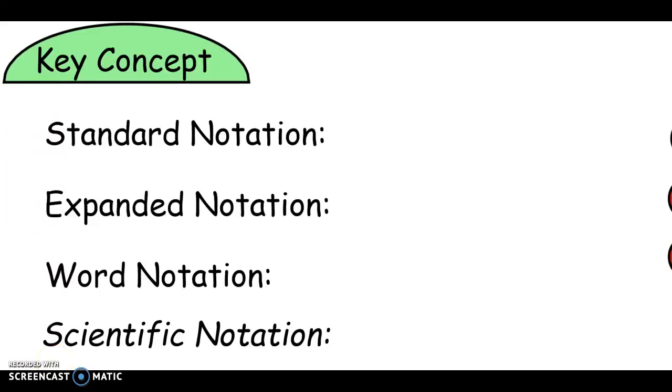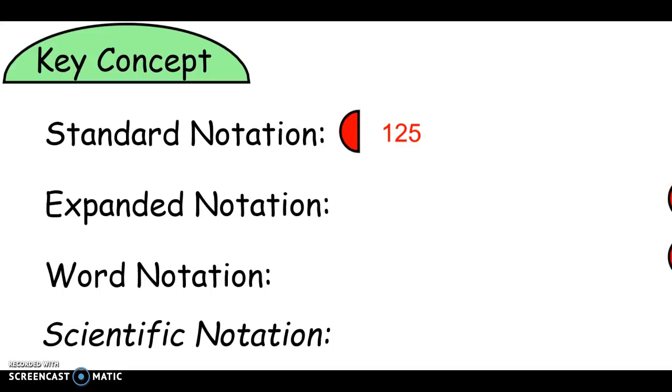Hello. Today we're going to talk about scientific notation, and we're just going to introduce how to write numbers in scientific notation and how to write numbers that are in scientific notation back into standard form. So before we begin, let's just talk about the notations that we've learned. You have learned standard notation, and standard notation is when you take a number and you just write it as you would. So 125, that would be in standard notation.